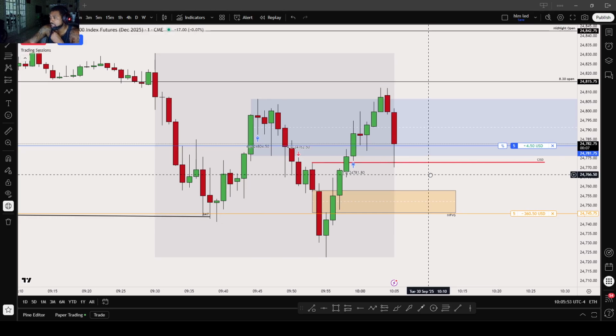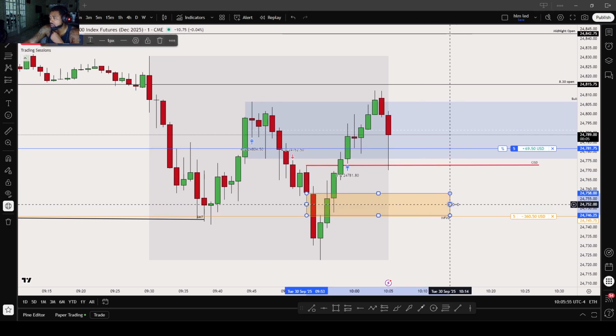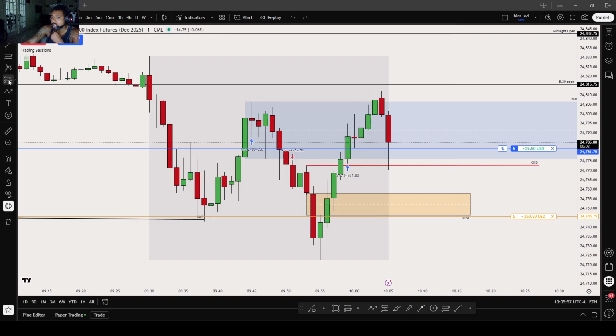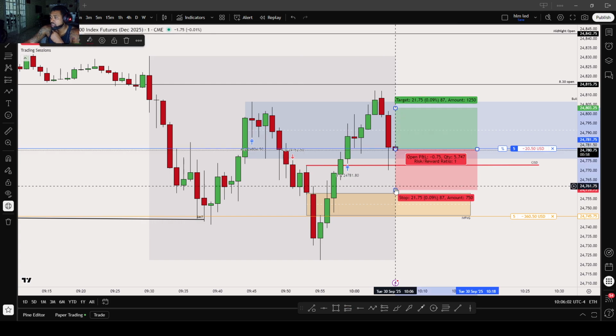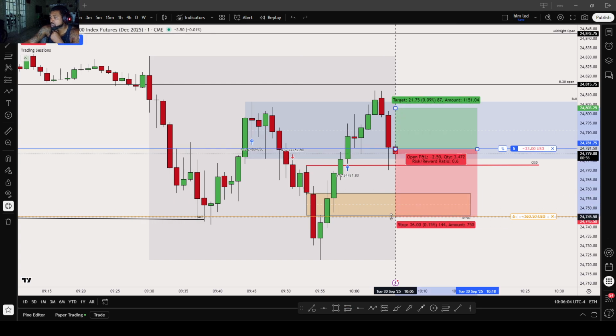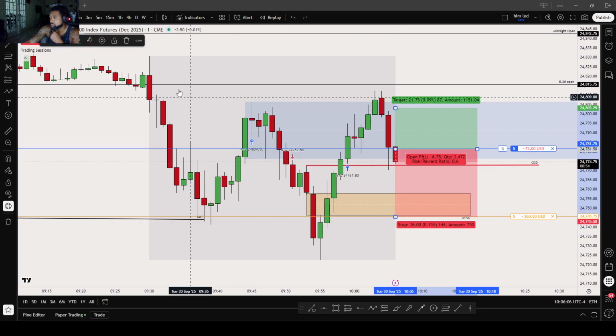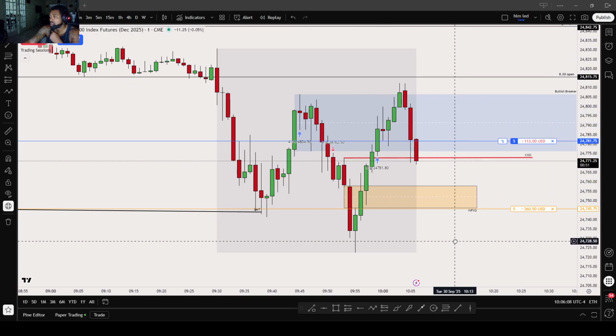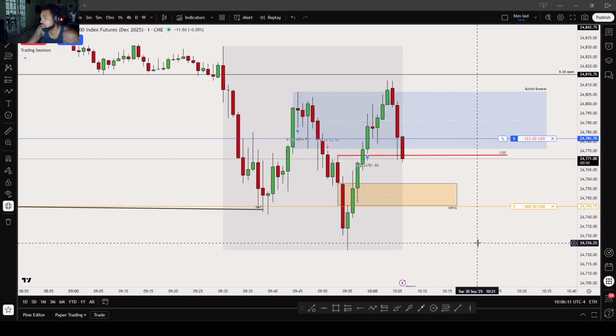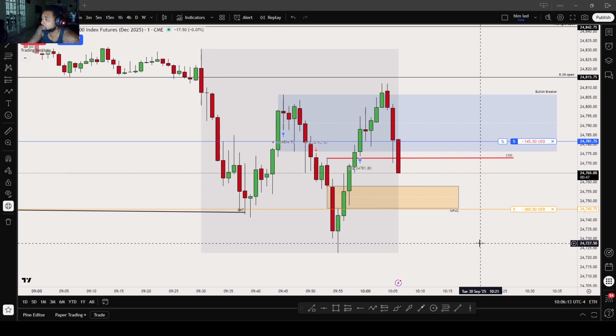My stop loss is still below this inverse, right? I think I was risking, we're literally back at my entry. I'm risking what again? 36 points. So I usually risk 30. I'm risking 36 because that's just where my stop needs to go.